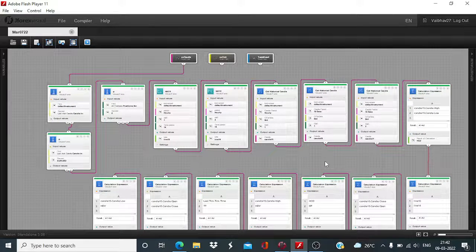So that's it from my side. I hope you have been able to understand the logical as well as the execution of the algorithm using this indicator, NATR.